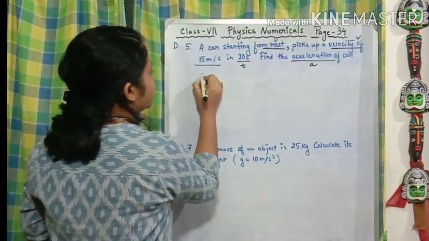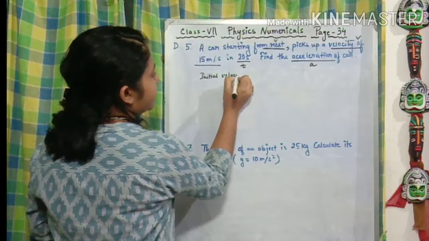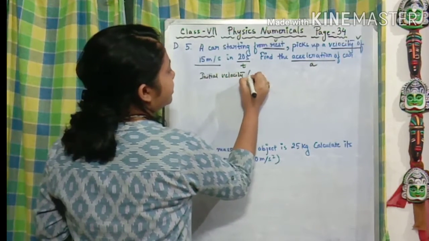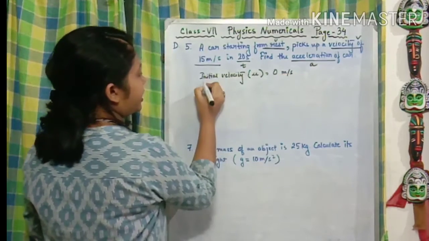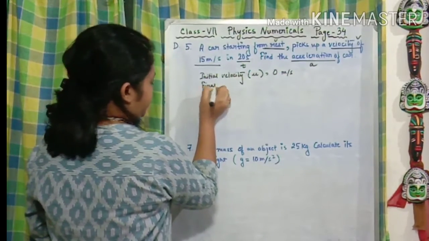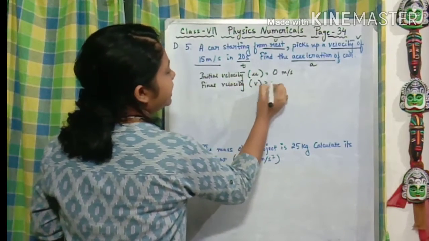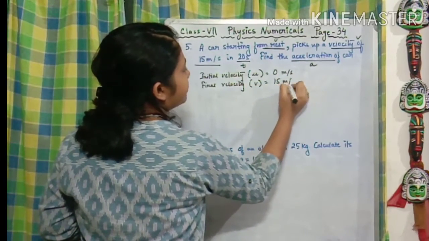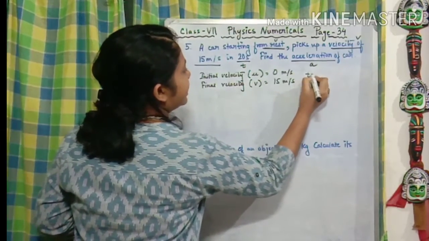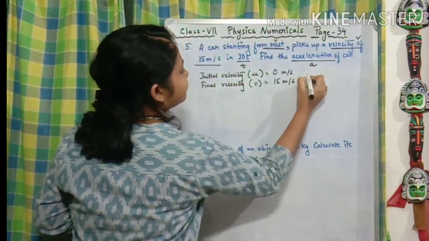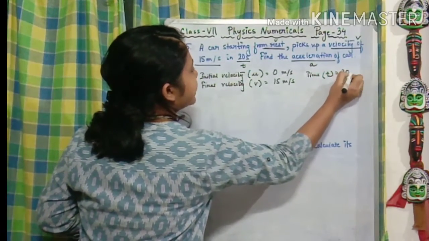Okay, so we are going to write down all of the details that have been given to us. So the initial velocity, that is small u, equals 0 meter per second. Alright, final velocity, that is small v, equals 15 meter per second, and then time, small t, equals 20 seconds.